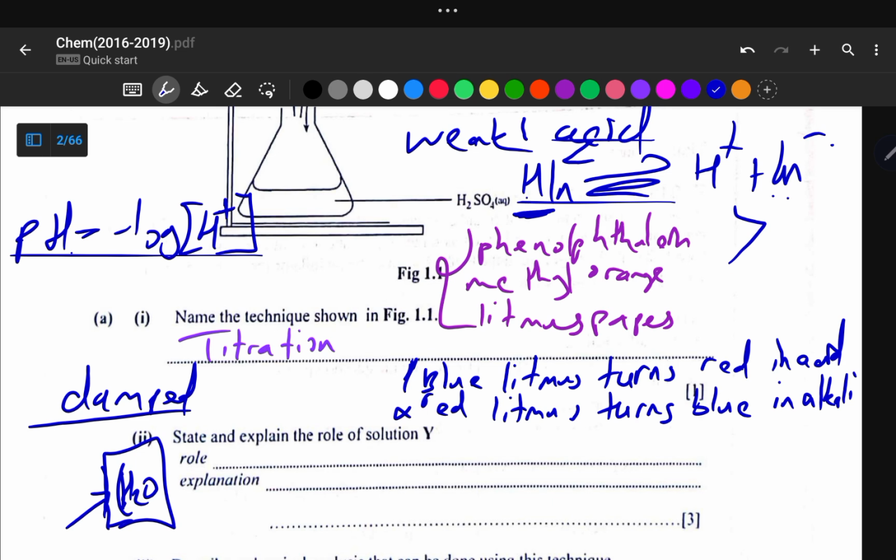So the color of phenolphthalein. Phenolphthalein in acid is colorless, right? It is colorless. And then in base, it is pink, right?